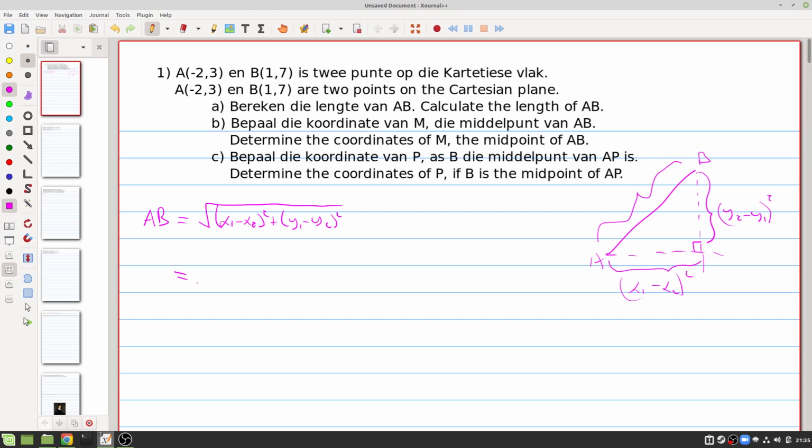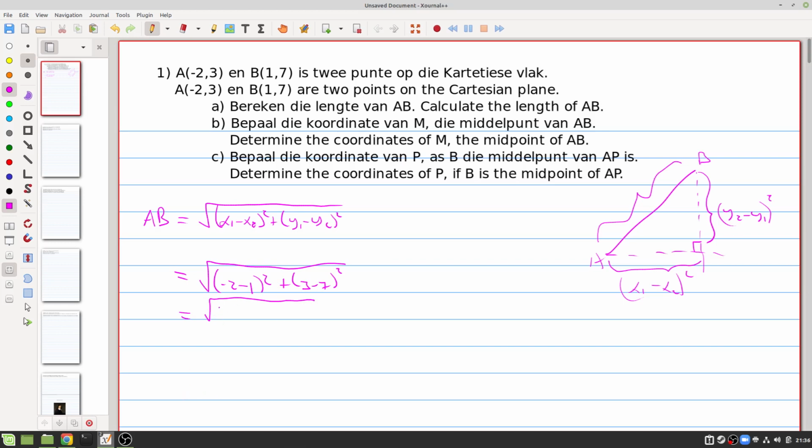Well, let's plug in our values. Difference between the x values, -2 minus 1 squared, plus the difference between the y values, so 3 minus 7 squared. And obviously, I know a lot of you do it the other way around, B minus A's values, that's also fine, no difference. It's exactly the same as saying -1 minus -2 plus 7 minus 3. That's the same thing.